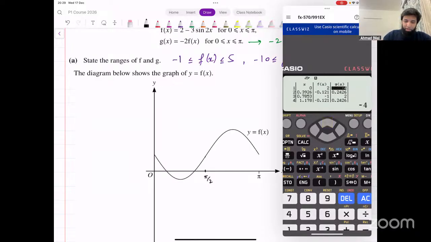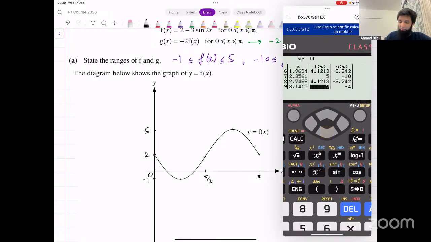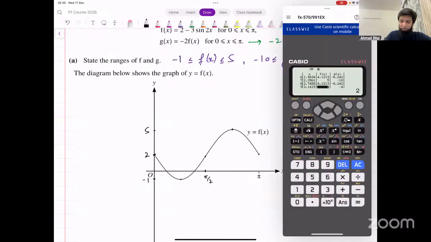Now let's just mark some points. Remember the original graph is f of x. It will help to mark the corresponding values of y on this axis. So f of x is starting from 2, right? So this point is 2. And then it becomes -1 at some point. This is -1. Then it becomes 2 again at this point. And then it goes to 5. So this point, the maximum point, is 5. And then at the end, it comes back again to 2, right? That's how the graph is moving.